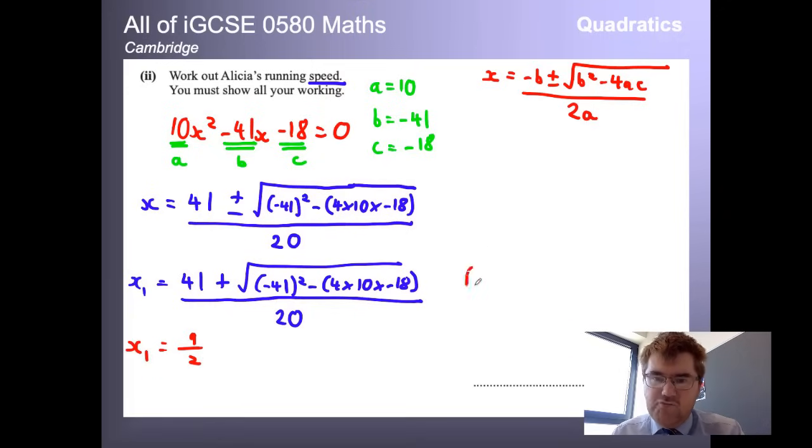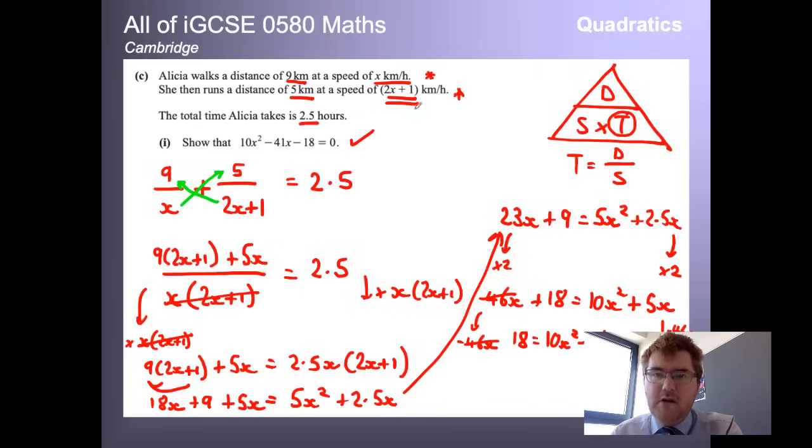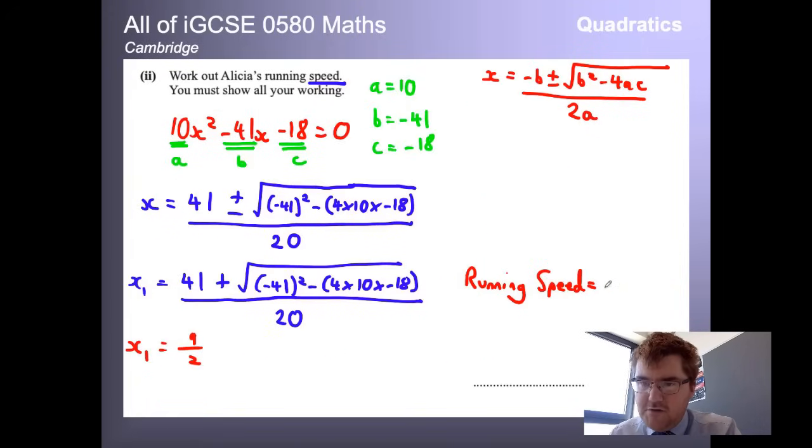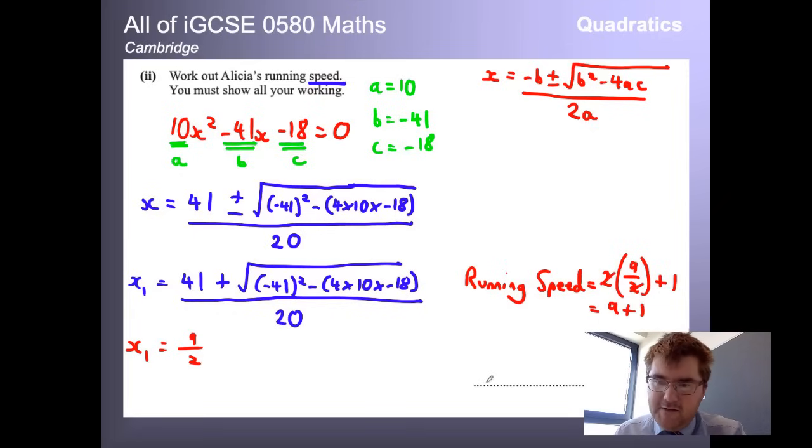So to get the running speed, this is where people often fall down on marks. They don't do the entire question. We want 2x plus 1. So we want 2 lots of what we just worked out, 9 over 2 plus 1. Well, these two cancel. We get 9 plus 1. And then we get our final answer of 10 kilometers per hour.